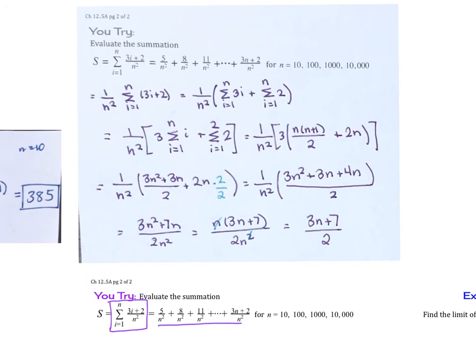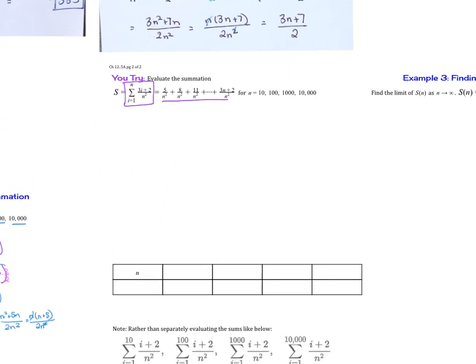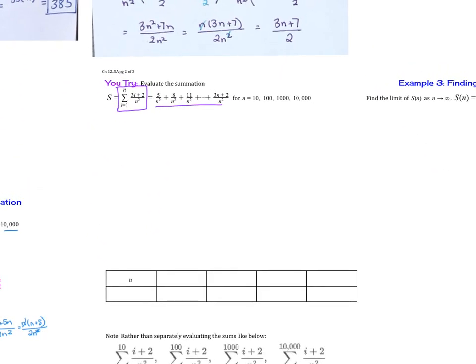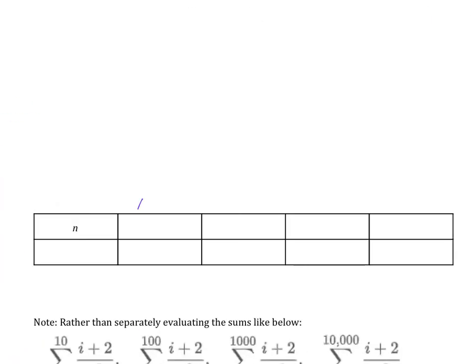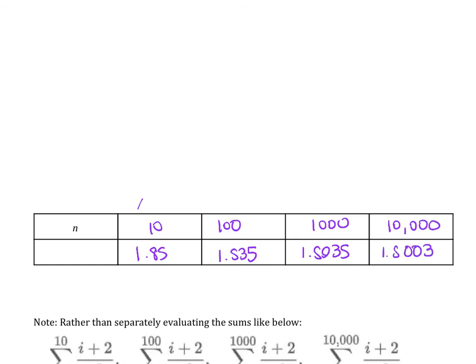So evaluating the summation, you should have gotten 3n plus 7 over 2. Then when you plugged in all the values, I didn't have that copied, but you plug it in, and for 10, you would get 1.85. For 100, you would have 1.535. For 1,000, you would have 1.5035, and for 10,000, that would be 1.50035.